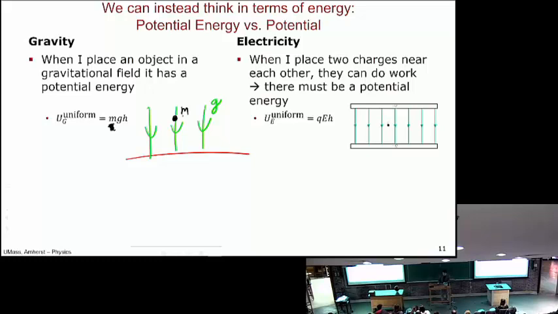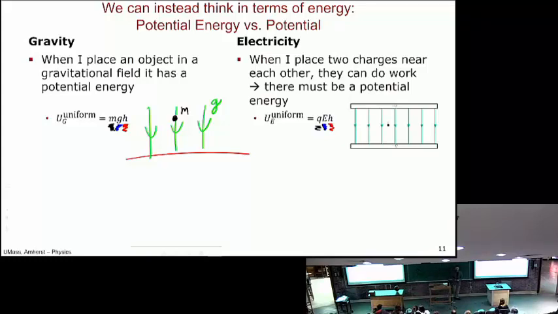Gravity has a parameter, in this case mass; in the electric field, charge. Then the field, and the height. So just like parameter times field times height for gravity, we can say parameter times field times height for electricity. It's the exact same analogy.